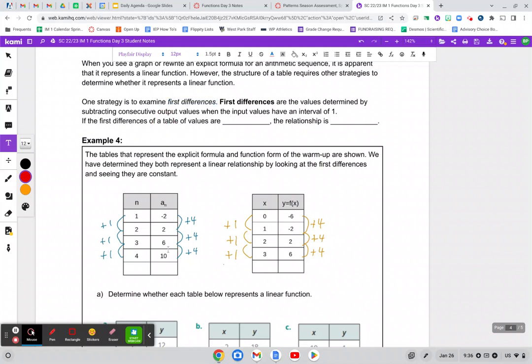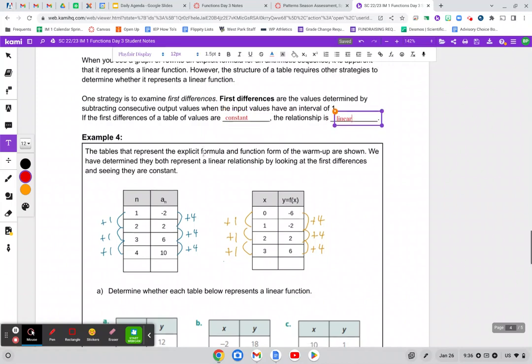So like 10 minus 6 is 4. 6 minus 2 is 4. 2 minus negative 2, with the double negatives, is 4. 4 minus 3 is 1. 3 minus 2 is 1. 2 minus 1 is 1. So it's just finding those differences and writing them down, kind of like we see in these two examples here. So if the first differences of a table of values are constant, meaning like 4, 4, 4, right? If it's constant, then the relationship is linear, okay?